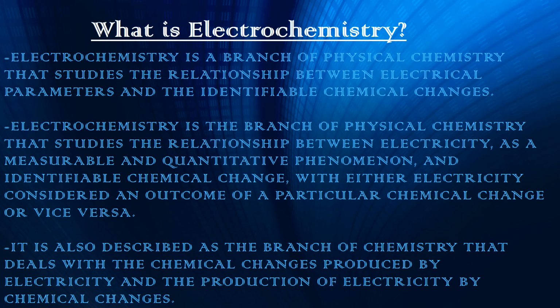The first question is, what is electrochemistry? This is the answer. Electrochemistry is a branch of physical chemistry that studies the relationship between electrical parameters and identifiable chemical changes. Electrochemistry is the branch of physical chemistry that studies the relationship between electricity as a measurable and quantitative phenomenon, and identifiable chemical change, with either electricity considered an outcome of a particular chemical change or vice versa. It is also described as the branch of chemistry that deals with the chemical changes produced by electricity and the production of electricity by chemical changes.